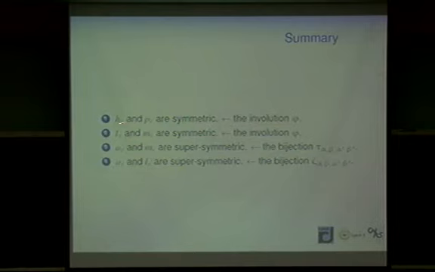Summarizing, arm length and part length is symmetric by involution p, and leg length and quorum length is also symmetric by involution p. Arm length and quorum length is supersymmetric by bijection tau, and arm length and leg length are supersymmetric by bijection zeta. For all of them we have a magic proof. This is your reference.